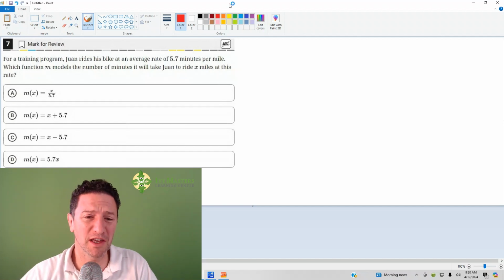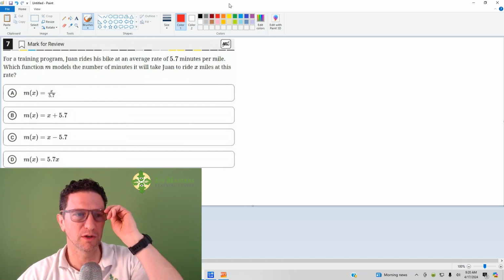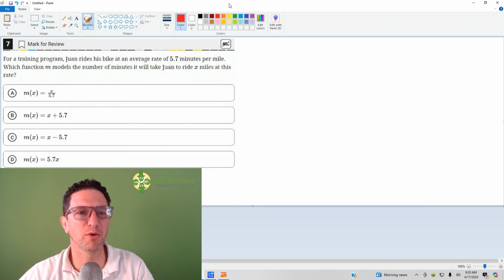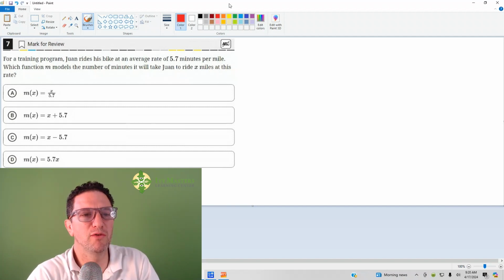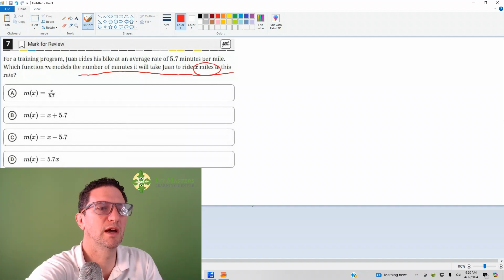from Digital SAT Test 2 Module 2. This is from the easier set of math questions. Number 7 reads, for a training program, Juan rides his bike an average of 5.7 minutes per mile. Which function M models the number of minutes it will take Juan to ride X miles at this rate?